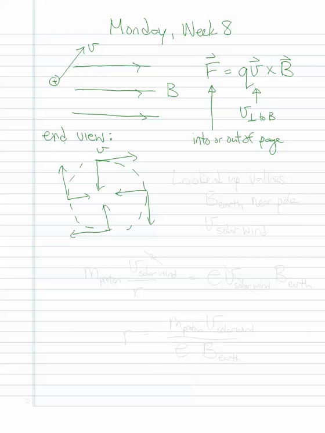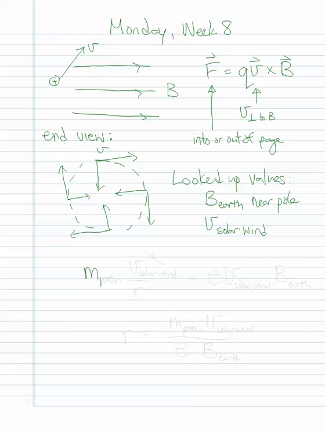And so what we did was we looked up values. We looked up values for the magnetic field of the Earth near the pole, and we looked up the velocity of the solar wind on Monday of week 8, with those two cool websites that I showed you. Anyway, after that, really, it's just a problem from Physics 161.